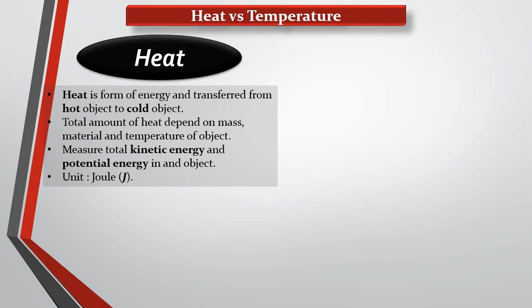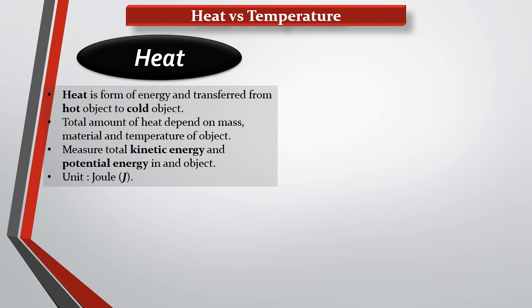As you know, there are many types of energy in this world. One of them is heat energy, or we also know it as thermal energy. Total amount of heat depends on mass, material, and temperature of the object. Heat is a measure of the total kinetic energy and potential energy in an object. So when we say kinetic energy and potential energy, it is related to movement of particles or molecules in the object. Okay, unit for heat energy is joule.